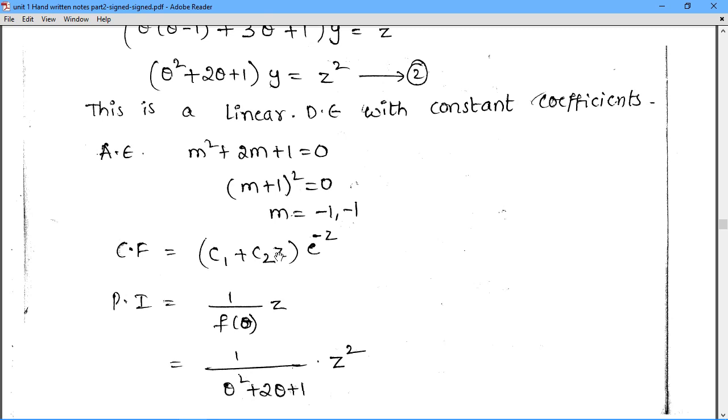So don't forget, z is used here. Some of the students are using small x. It is quite wrong, a mistake. So don't take small x. Here we have to use z because z is the independent variable. So c1 plus c2z whole bracket into e power minus z is the complementary function. At the end of the solution, we have to replace z as log x.